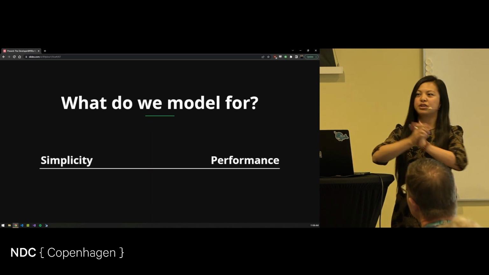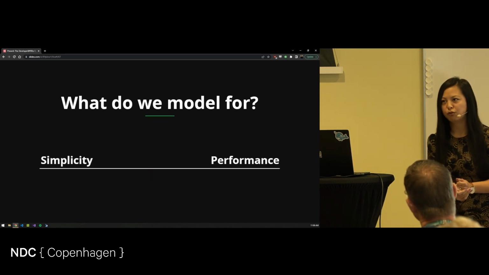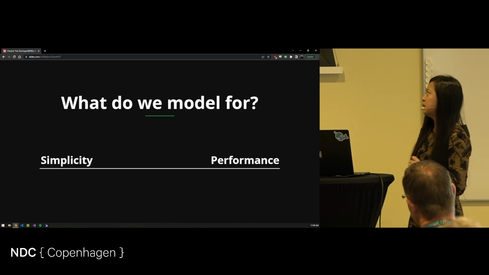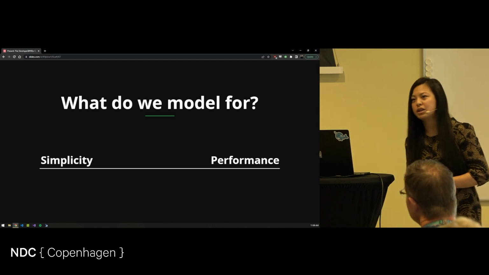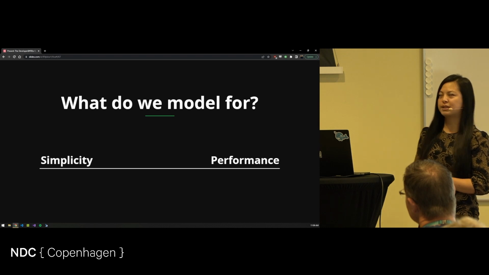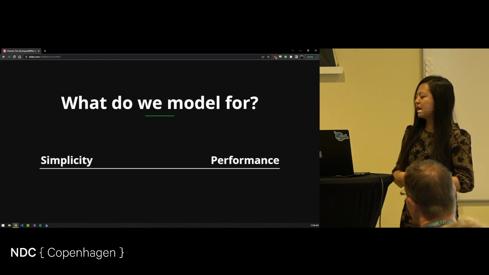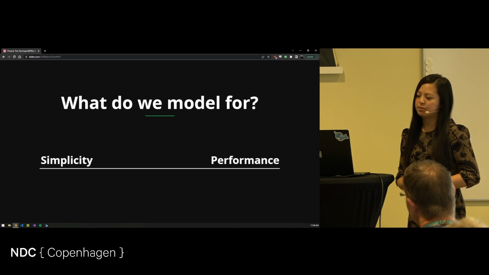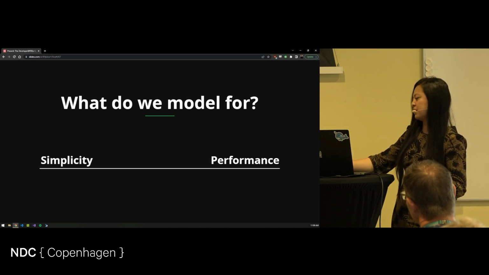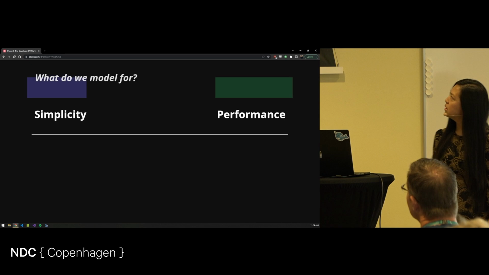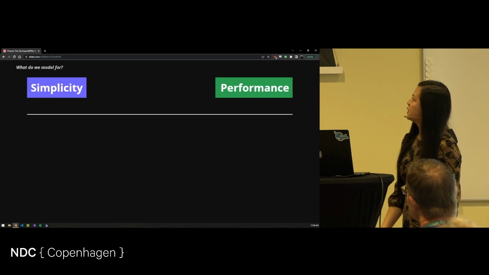So the last question: what do we actually model for? In most cases, it's important to choose this early on, but you can also do this the second time around. And when it comes to choosing a data model for document databases, these are the two options. Is it simplicity or is it performance? And there are a few things that we need to take a look at.